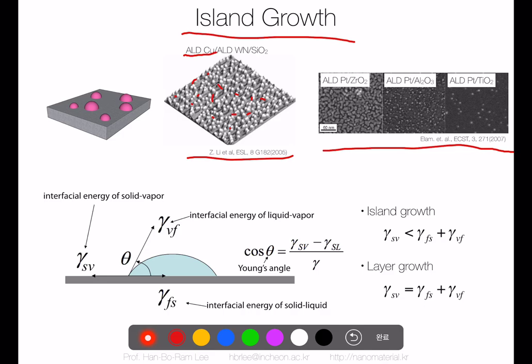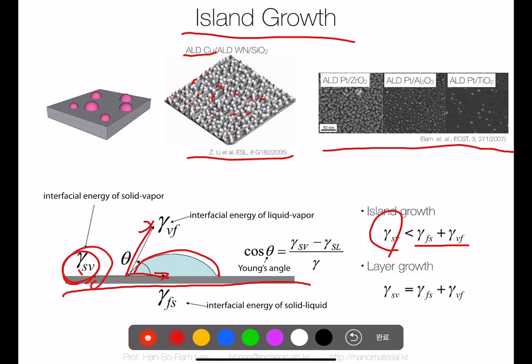As I explained in chapter one, that is strongly related to the surface energy difference. This is Young's equation. If the surface energy of this is smaller than this, so this surface energy is much larger than this, then island growth takes place. But if the surface tensions, the direction of the surface tension and this surface tension, are the same, the film can be flat and spread out over all of the surface, because our original surface energy was very high, so the film wants to cover all of the surface.